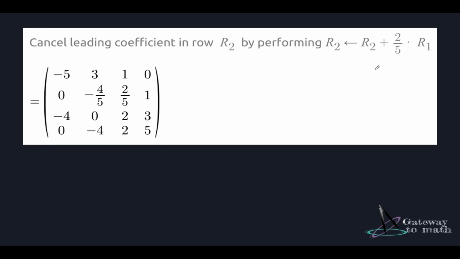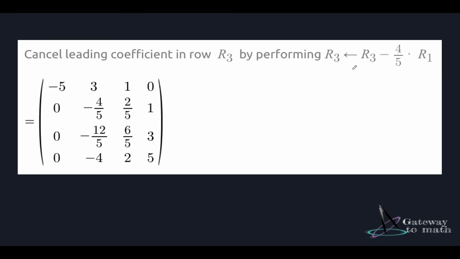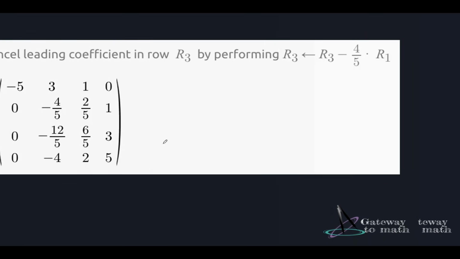So the operation that we're performing is R2 plus 2 by 5 times of R1, inserting this in R2. So R2 becomes 0, minus 4 by 5, 2 by 5, 1 respectively. Then we have an operation on R3, R3 minus 4 by 5 times of R1. Let's insert this in R3. This becomes 0, minus 12 by 5, 6 by 5, and 3 respectively.